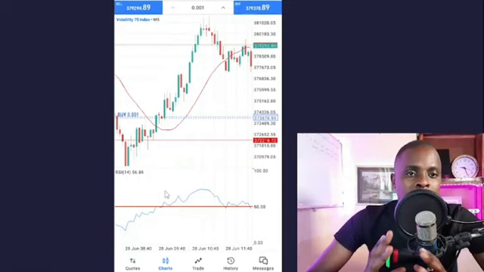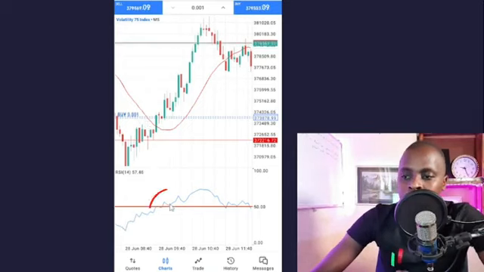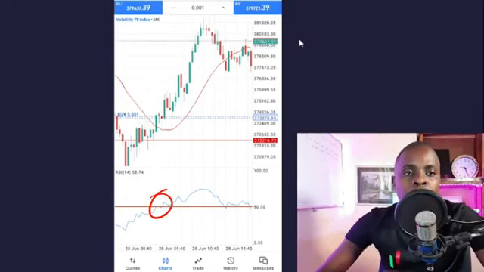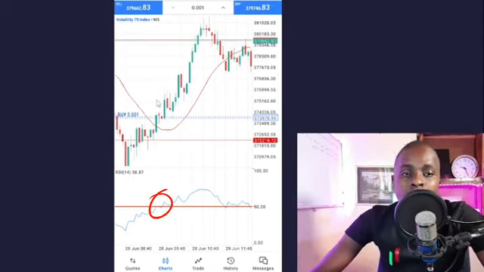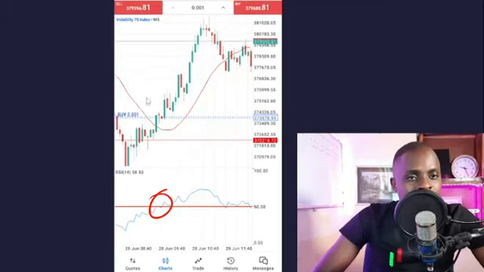So here's how we get our buy trades. We want to look into this market and wait for the RSI to cross above the level 50. For us to buy in this zone, we want another confirmation, and the confirmation that we are going to use here is the very simple 21 EMA here.